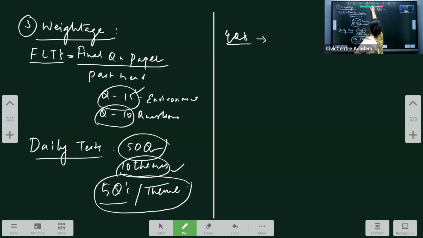Anyone is having any doubt? Krish is Kishore, I know Kishore.